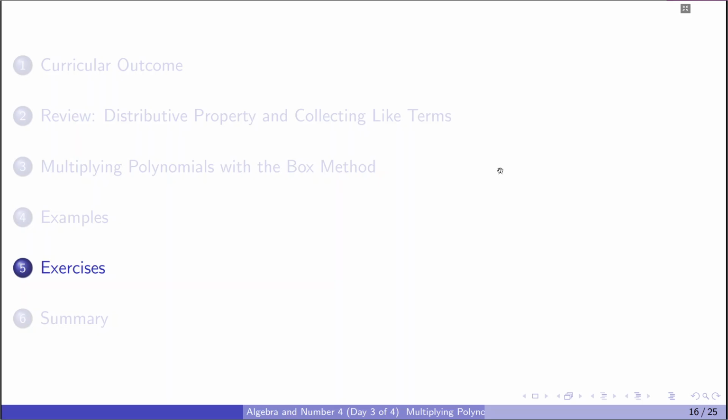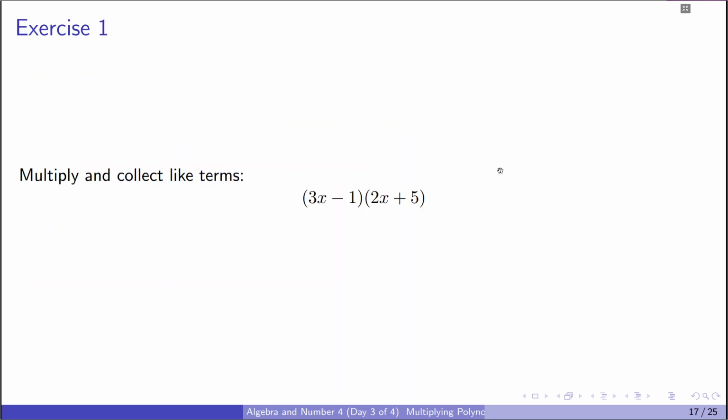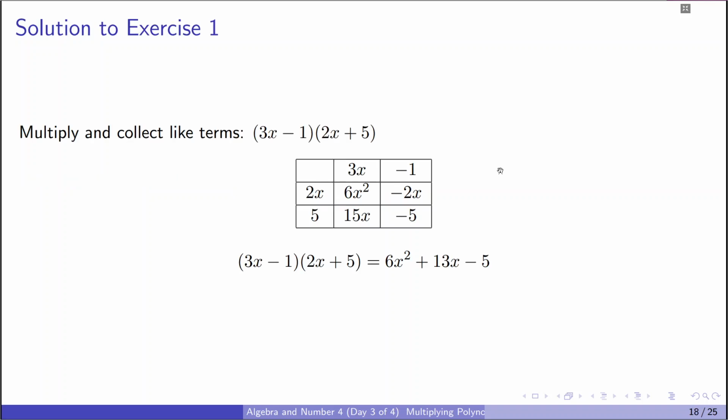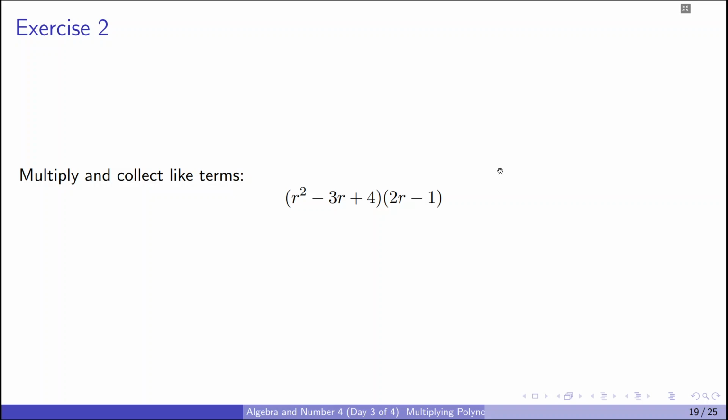All right, exercises. Multiply and collect like terms. Pause now and take all the time you need. All right, moving on here, we have 6x squared plus 13x minus 5. Exercise 2, r squared minus 3r plus 4 times 2r minus 1. Take all the time you need.